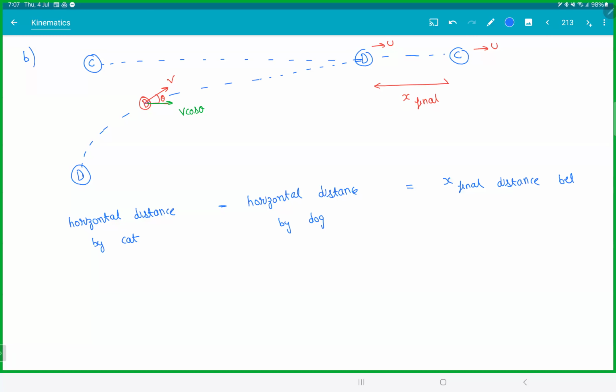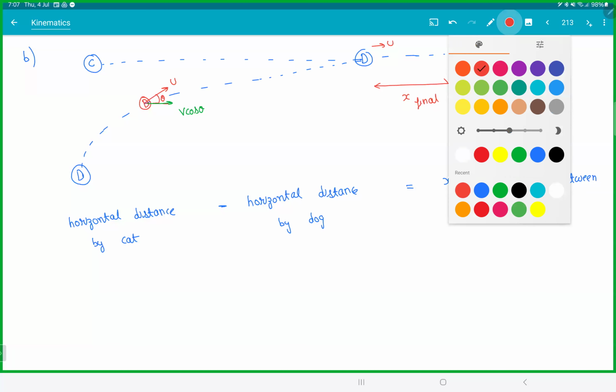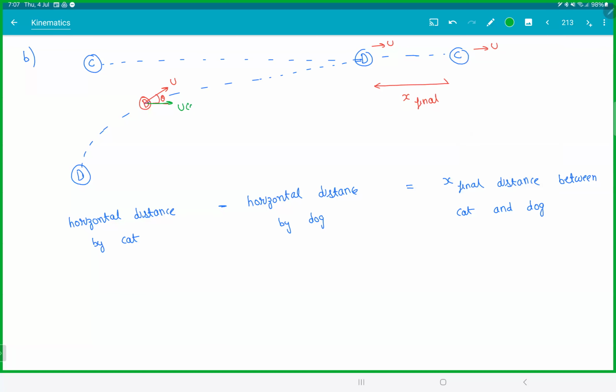In the previous problem, this x final used to be 0 because they're meeting, the final distance is 0. This is also u. This is u cos theta. Everything is the same here. So the horizontal distance by the cat is speed of the cat into time. It is going with a constant speed in a straight line. But whereas the dog's horizontal component is u cos theta dt, because theta is variable, the horizontal speed is not constant. This is equal to x final. This is your equation 1.